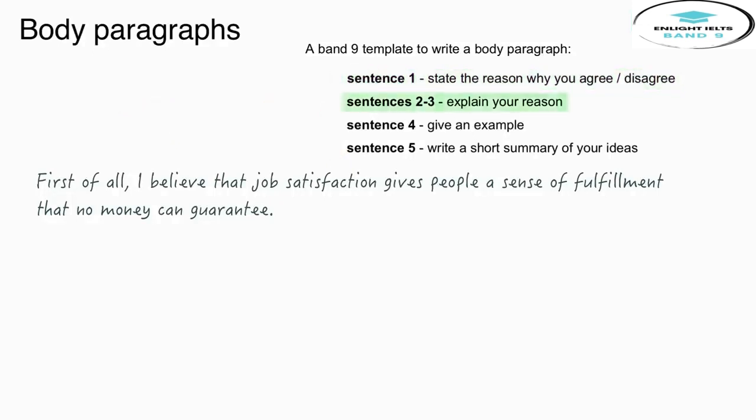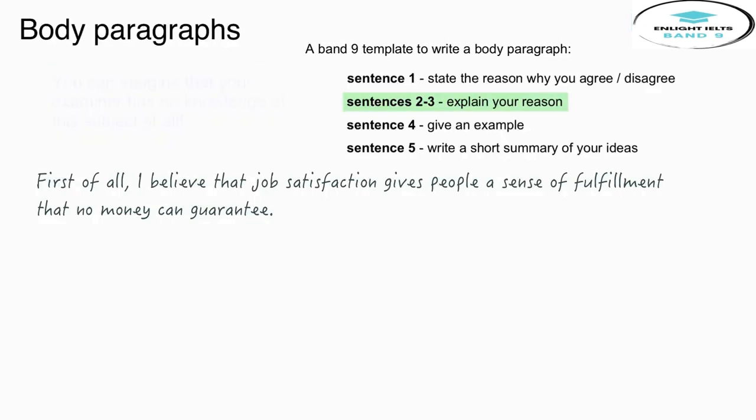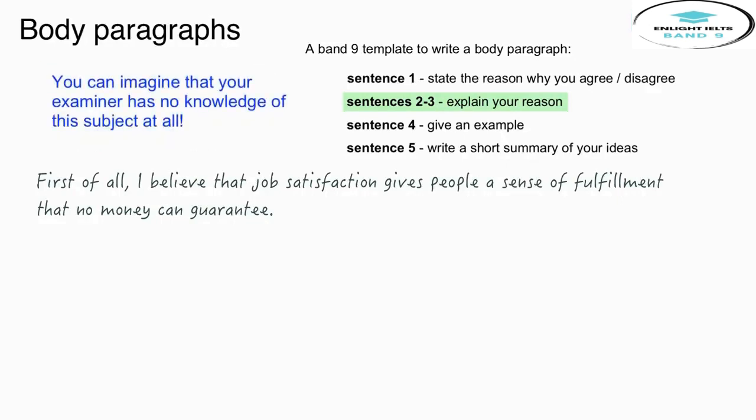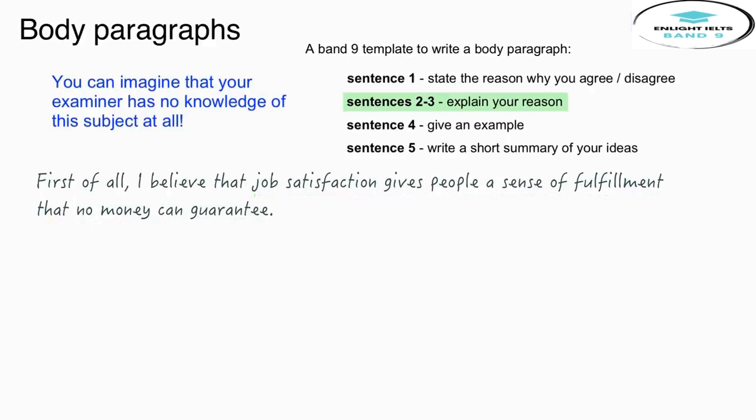In sentences 2 and 3, we should explain our supporting point. Wait, what does it mean to explain? Isn't it already very clear? Well, the examiner wants you to expand your reasoning. So, to explain the reason effectively, you can imagine that your examiner has no knowledge of the subject at all, and you have to explain every detail. So, imagine that the examiner doesn't understand why job satisfaction gives people a sense of fulfillment that no money can guarantee. You have to give him a more detailed explanation.